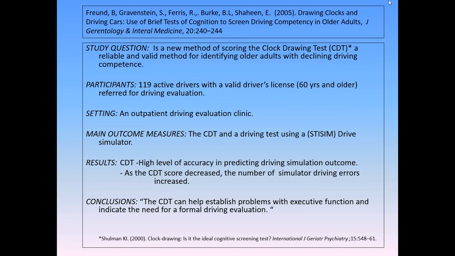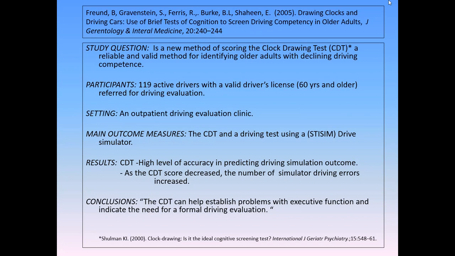Here is one study that looked at a new way of scoring the clock drawing. That's always a problem, how to score it. We started out with the Clickit scoring system of 36 points and got it down to 13 points that we could use with great reliability, inter-rater reliability, in scoring the clocks.